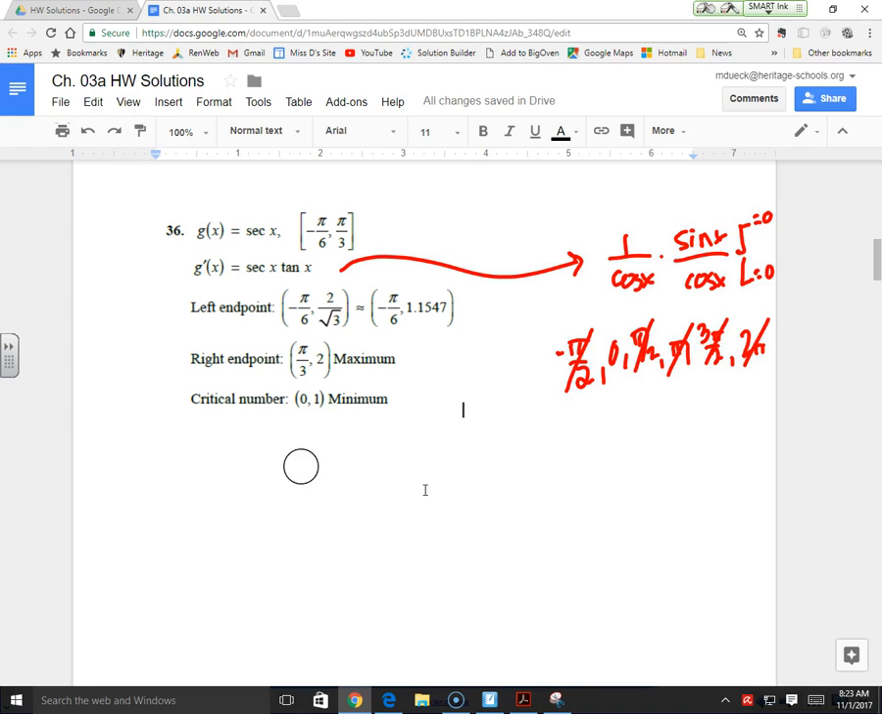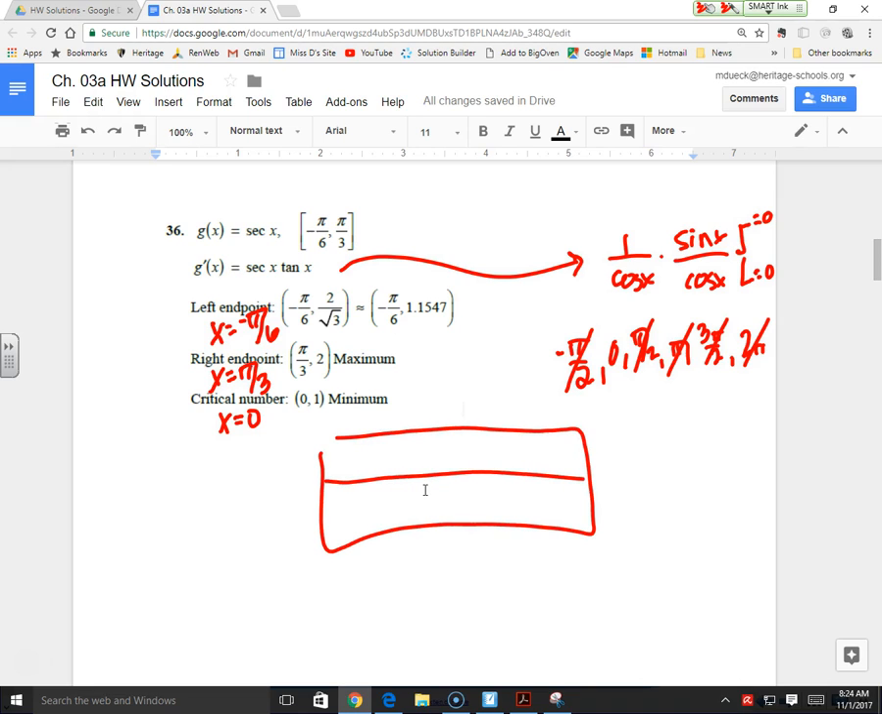Now, you probably wrote this a little bit differently. Your critical number would have been x equals 0. The endpoints that you would be testing would be x equals pi over 3 and x equals negative pi over 6. How did I tell you to test? How high is their y, right? So we would have taken each of those x's, negative pi over 6, 0.